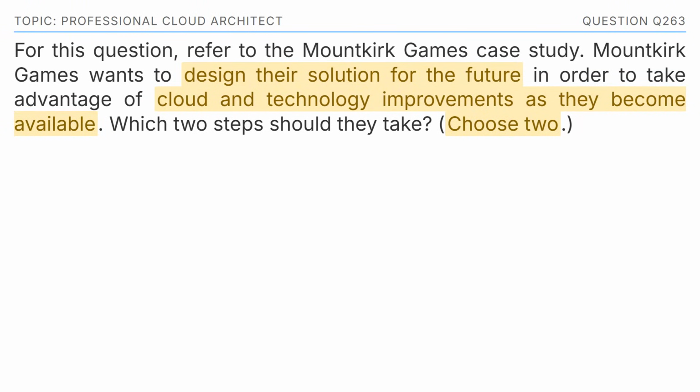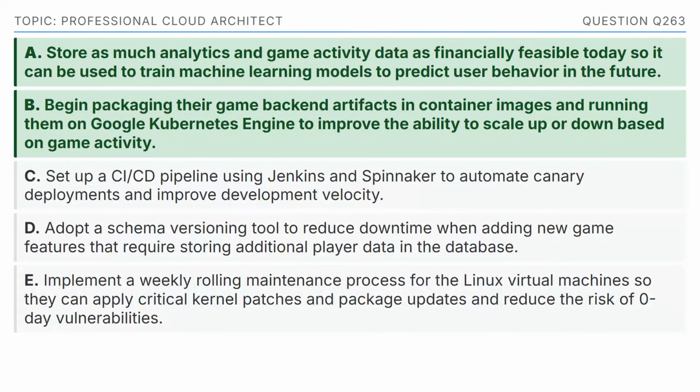To arrive at the correct answer, we focus on the keywords: design their solution for the future, cloud and technology improvements as they become available, choose 2. The correct answers are option A, store as much analytics and game activity data as financially feasible today so it can be used to train machine learning models to predict user behavior in the future. And option B, begin packaging their game backend artifacts in container images and running them on Google Kubernetes Engine to improve the ability to scale up or down based on game activity.